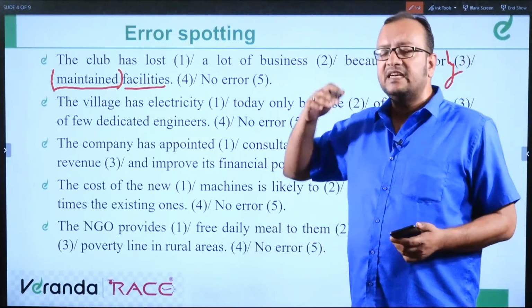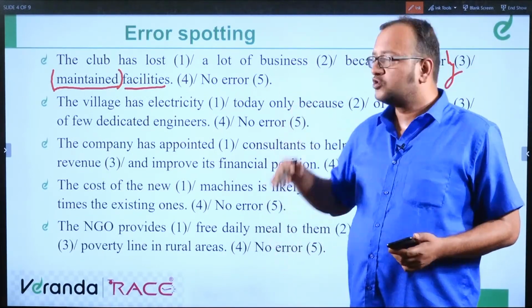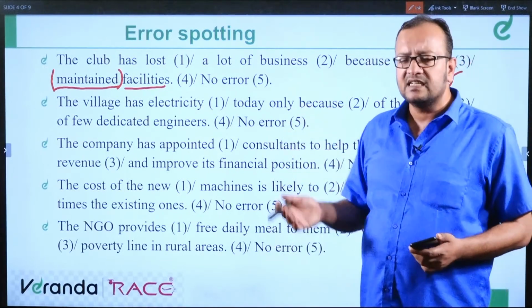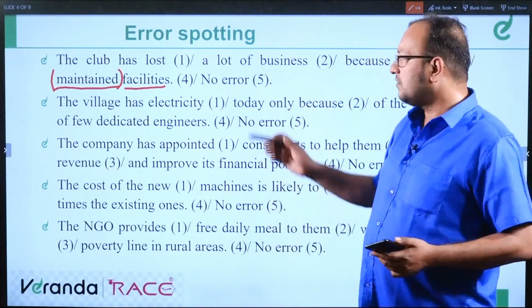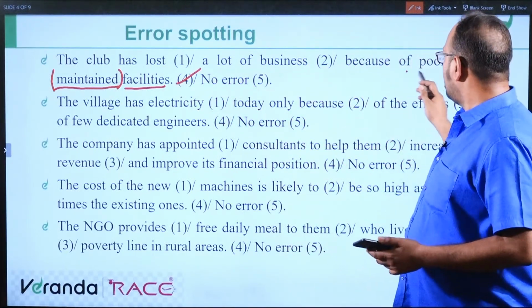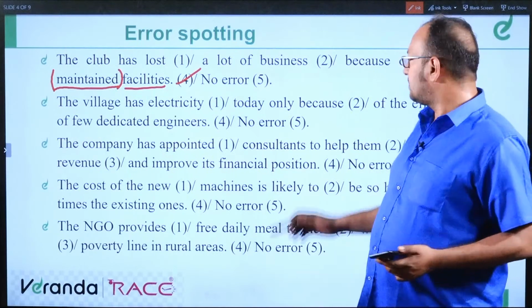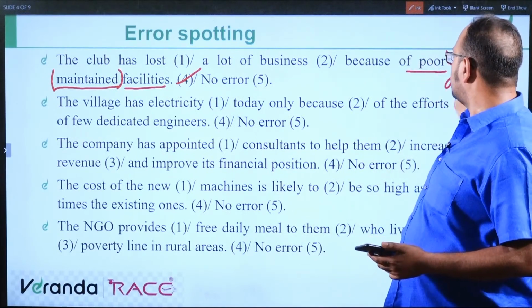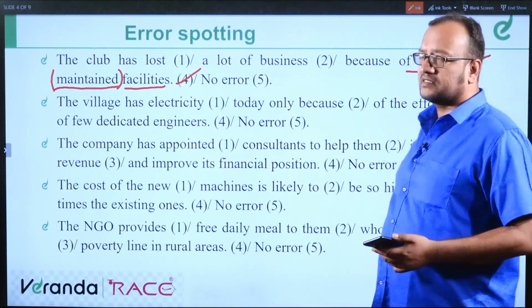Poor is again an adjective. An adjective cannot qualify an adjective. So poor maintained facilities is incorrect. Poorly maintained facilities is correct. So error was in part 4. No, in part 3, because poor is a part of this third section.